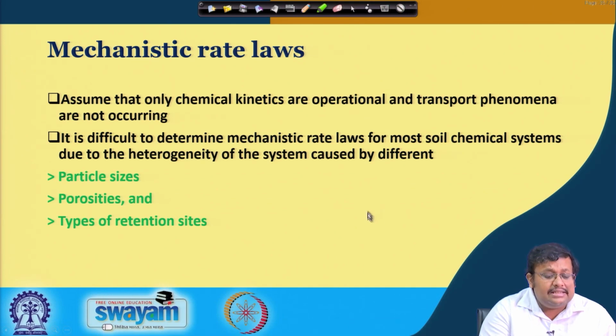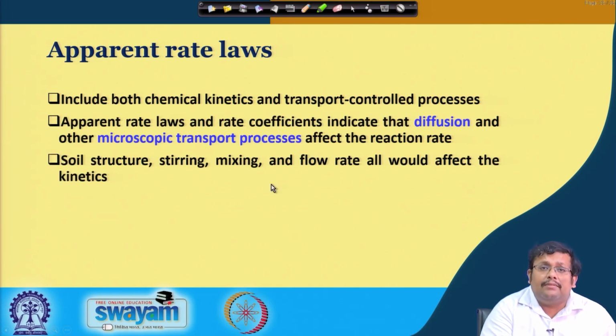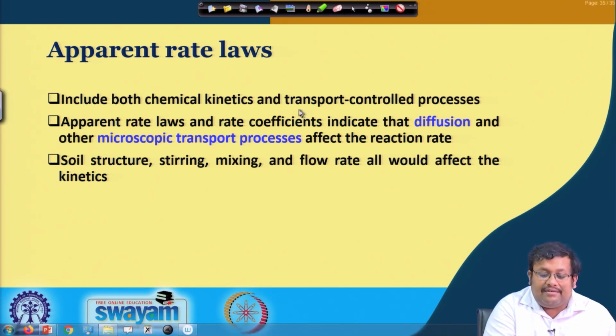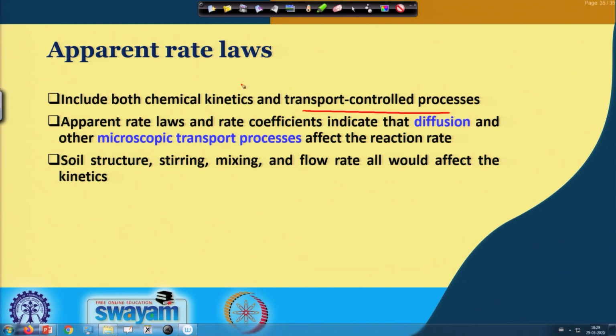The second one is apparent rate law. Now, the apparent rate law basically includes both chemical kinetics and transport control process. So, it basically considers both chemical kinetics and transport control process. The mechanistic rate law did not consider transport control process, however, apparent rate law considers the transport control process along with the chemical kinetics.